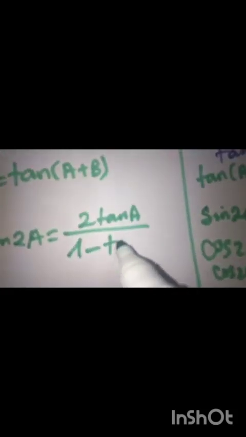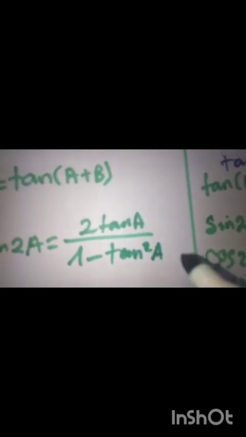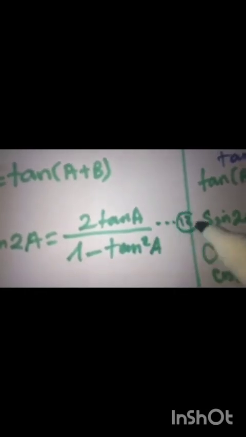So the 12th identity here will simply be that tan 2a is equal to 2 tan a divided by 1 minus tan square a. That gives us identity 12.